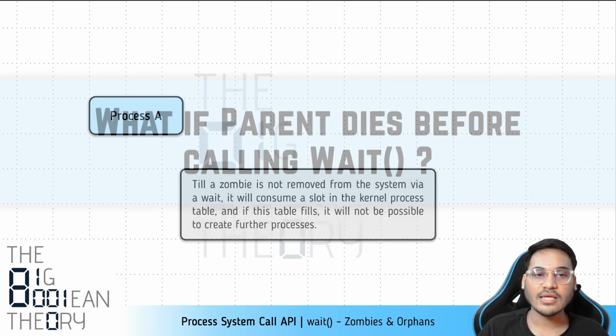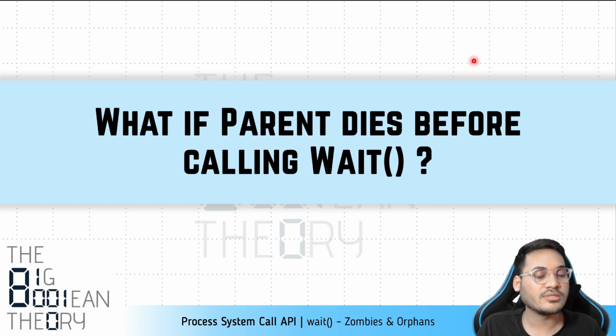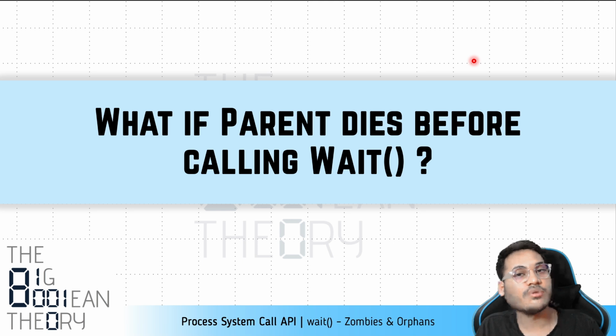So on the same lines, another question that I would like to raise is: what if the parent dies before calling wait? We have been stressing the fact that it is very important to call wait on the child process. Once it terminates, it is very important for the parent process to call wait because the PCB needs to be cleared, right? Once the child has been terminated, it is a zombie process. Its PCB is lying around for the exit code to be collected. But what if the parent dies before calling wait?